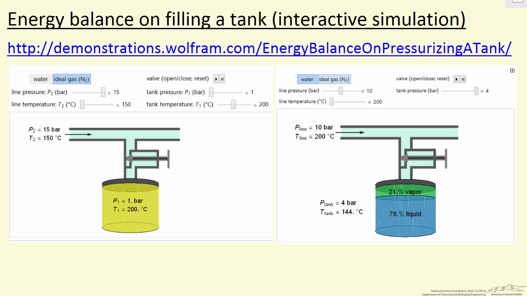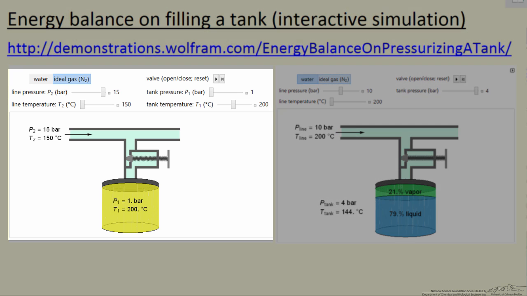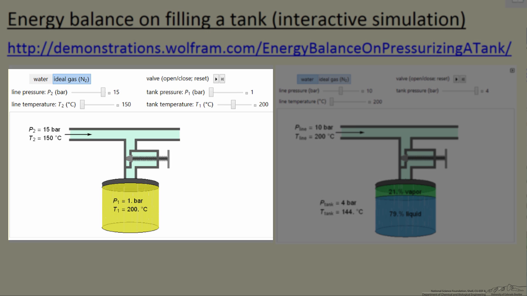I'm going to briefly describe an interactive simulation that does an energy balance for filling a tank. So this is an unsteady state energy balance. And then I've shown you a couple snapshots of what this simulation will do. So in one case, we start out with an ideal gas, and we can adjust the temperature of the tank and the pressure. And then we have a feed line. We can also adjust the pressure and the temperature of that feed line.